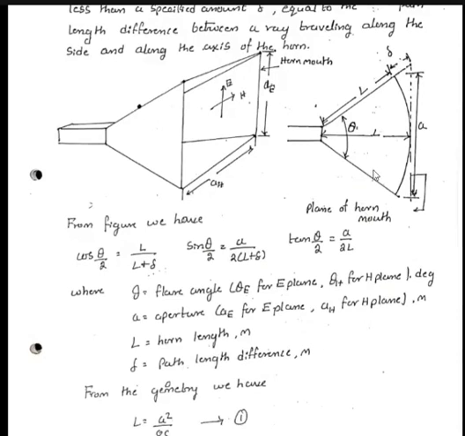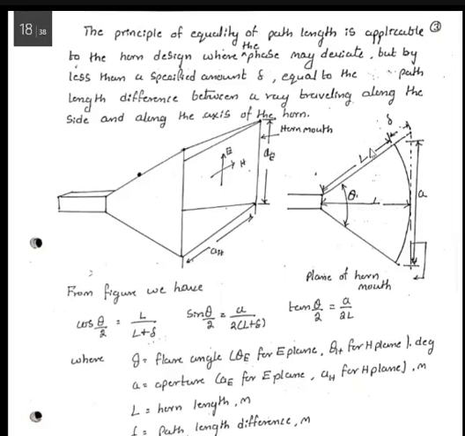L is nothing but the horn length. How much is the length of the horn? From the throat towards the plane surface of the mouth of the horn, the length is represented by capital L. Delta is nothing but the path length difference, that you can see above. Now there is something called the principle of equality.